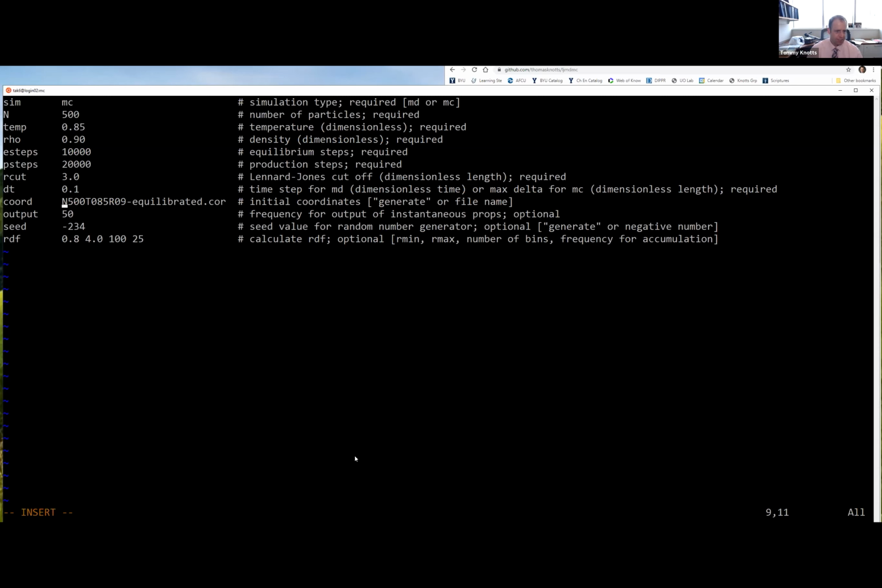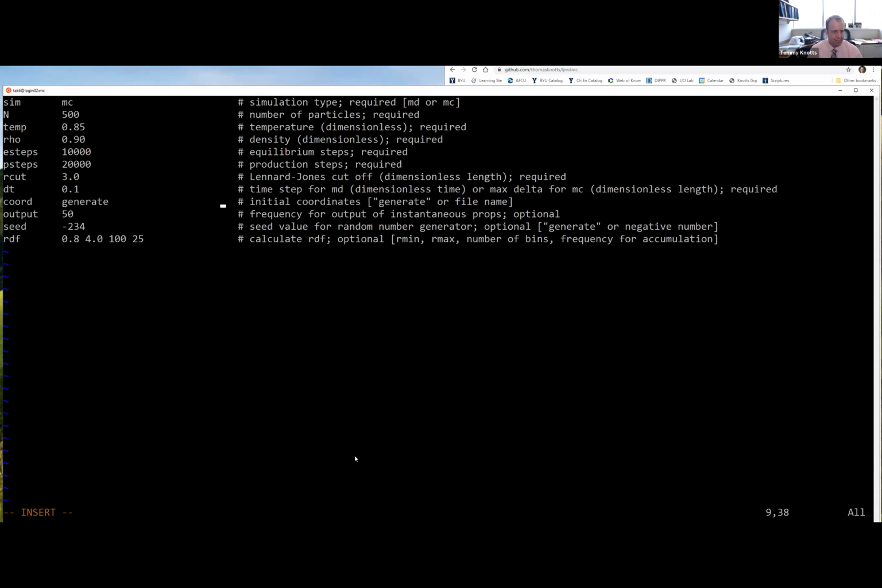Coordinate, you can specify two different things. I can give it a file, which is what I've done here, or I could give it generate. If I give it generate, it will make an FCC lattice, kind of what we talked about. It will lay the atoms down, these initial coordinates, in just a lattice structure.